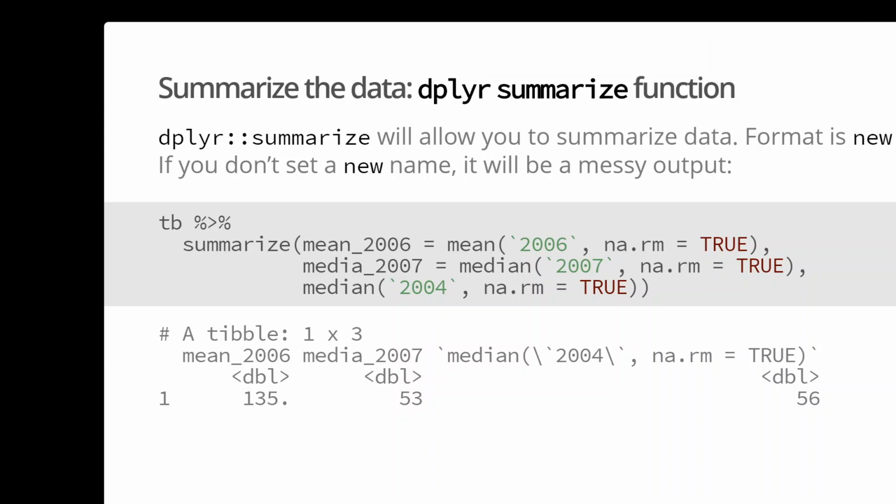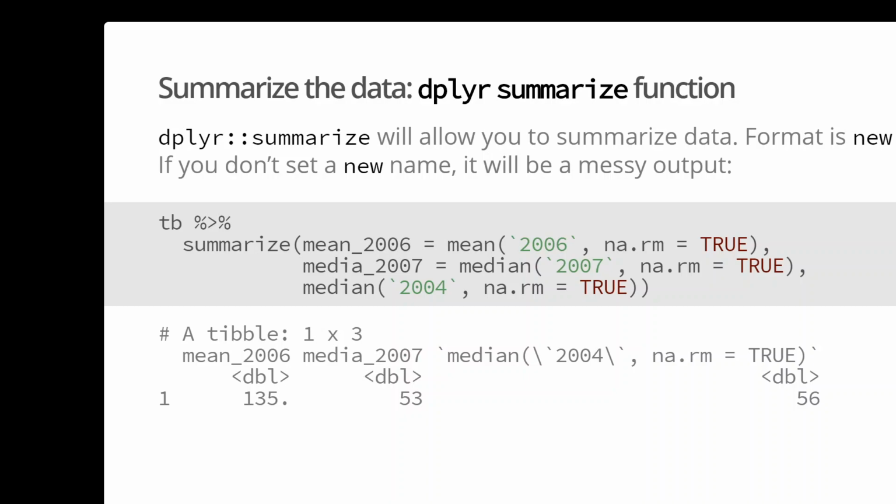And so one useful function in dplyr is summarize. This allows you to summarize data, as it's called. The format is new label equals some summary. If you don't set this new label name, there's a messy output of it. So for example, if I want to summarize the mean, in this case incidence, on each year, I would make an output saying mean underscore 2006 equals mean. And here I'm also using backticks because R doesn't like columns named with numbers, at least starting with numbers. It really needs an alphabetical name. And so you also have to use backticks here.